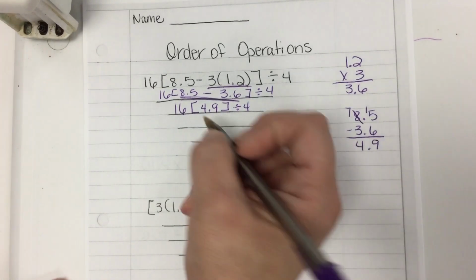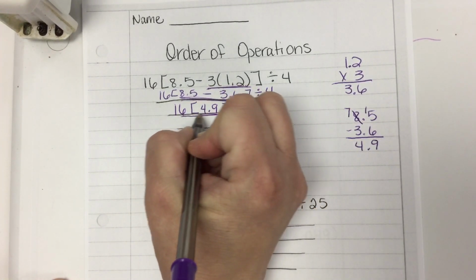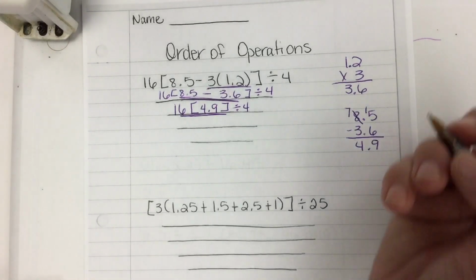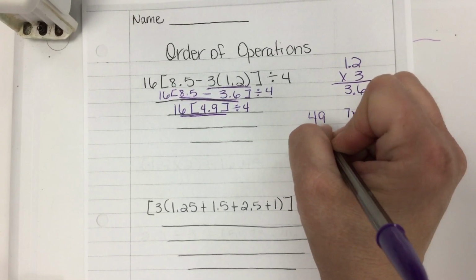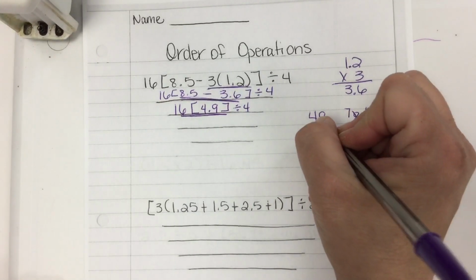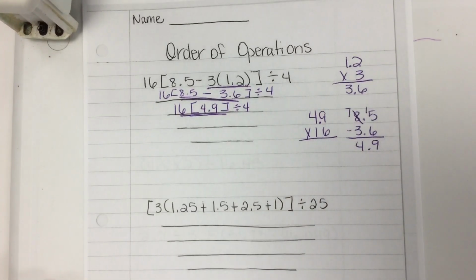You're going to multiply. So that means we're going to multiply 16 times 4 9/10 first. So we're going to do 49 times 16. And then we're going to put the decimal in between the 4 and the 9.